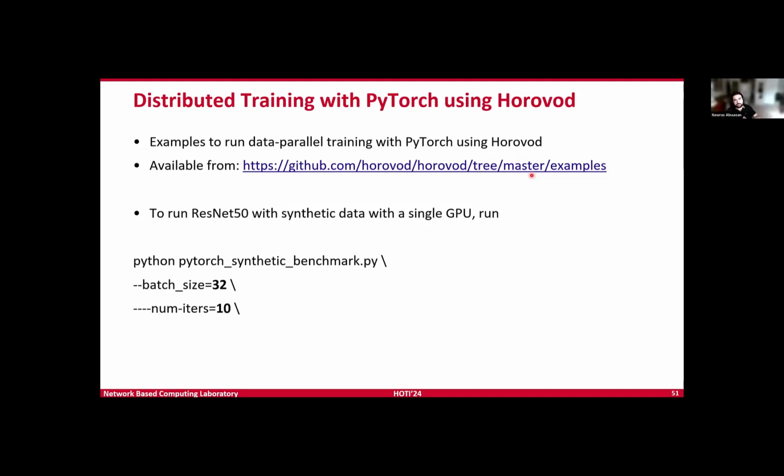Horovod is a distributed training framework. It is a middleware between the communication layer, the message passing interface layer, and the deep learning application. So it sits between PyTorch and the MPI or NCCL library. And we're going to use that for this example.